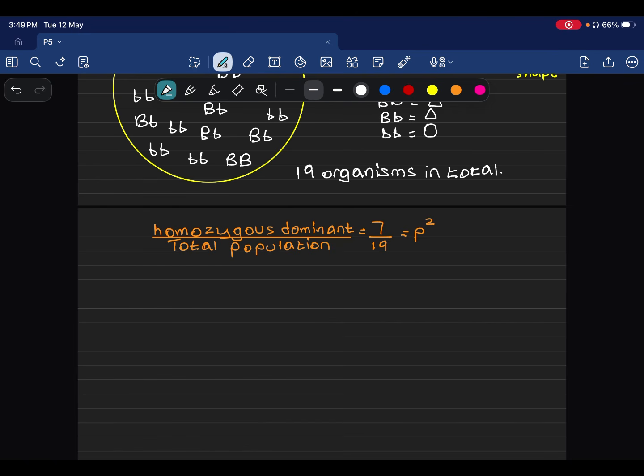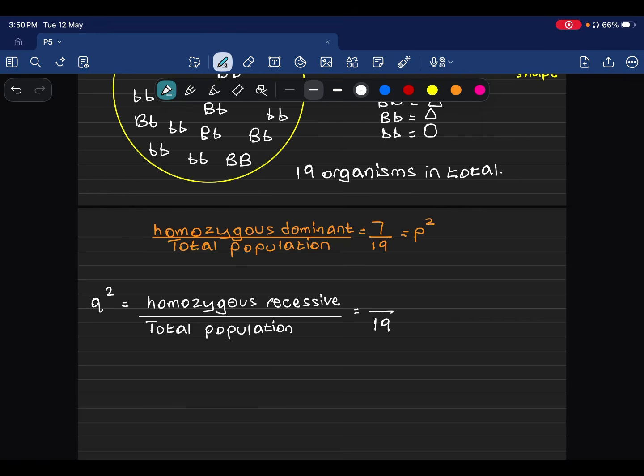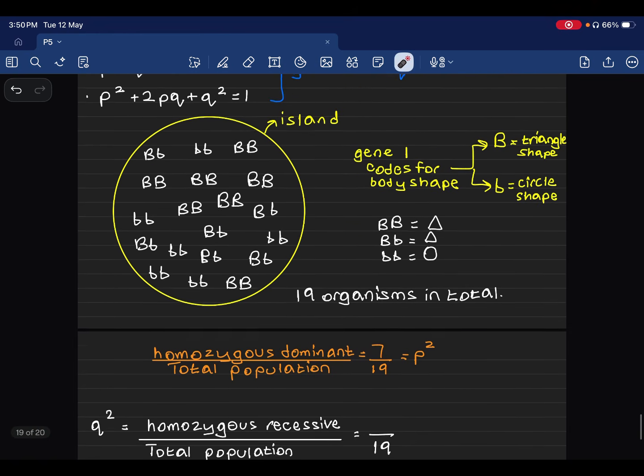That's p squared. Now let's understand what q squared is. If p squared is homozygous dominant over total, then q squared is going to be homozygous, you guessed it, recessive over, again, the total population. Now you know that the total population is already 19. We already calculated that once, right? We don't need to calculate it again and again. Now, how many are recessive?